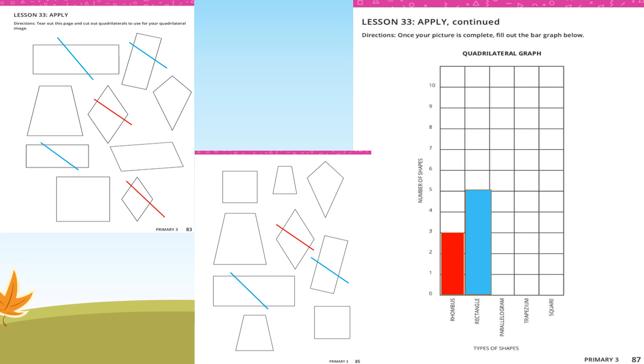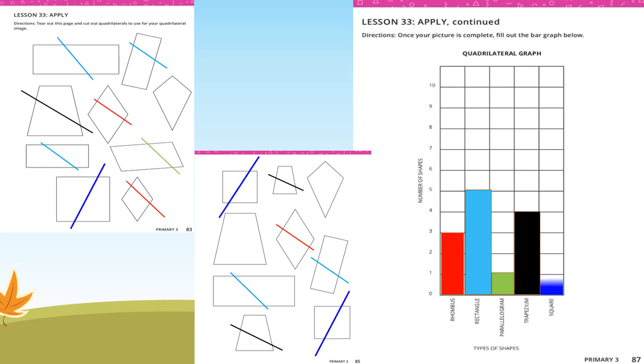Here, parallelogram. How many parallelograms? Only one. It's colored with green, so we will color one. Trapezium. How many trapeziums here? 1, 2, 3. So we will color the column of trapezium till 3. Let's go to the last shape, which is square. How many squares here? 1, 2, 3. We will color the square column till 3.